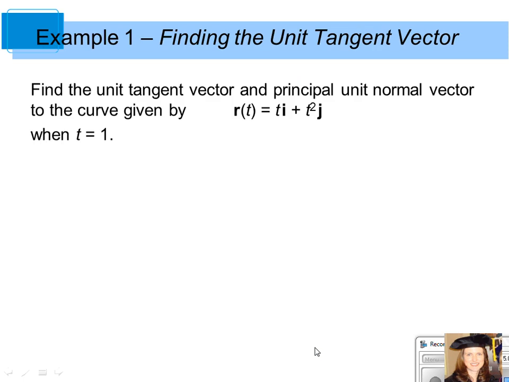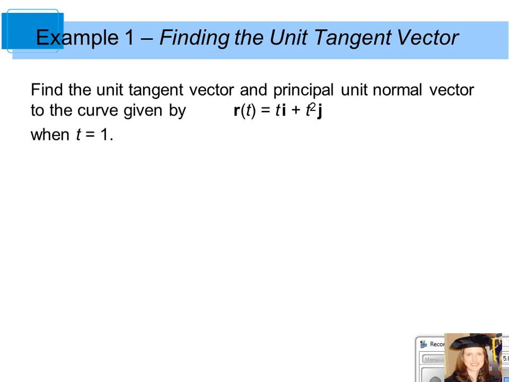Here's an example of finding the unit tangent vector and the principal unit normal vector to the curve given by r of t equals t i plus t squared j, when t is equal to 1. Now you can use a graphing calculator in parametric mode to do a quick sketch of the vector valued function and look at the point when t equals 1.